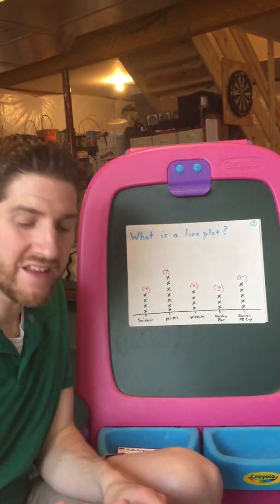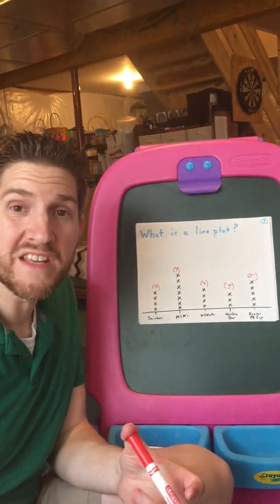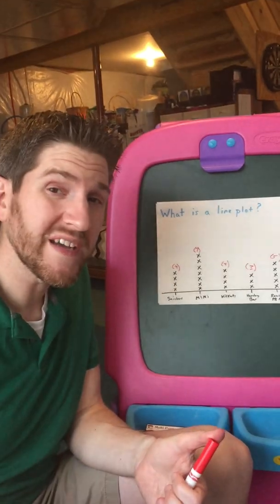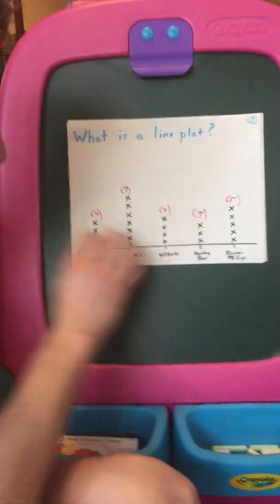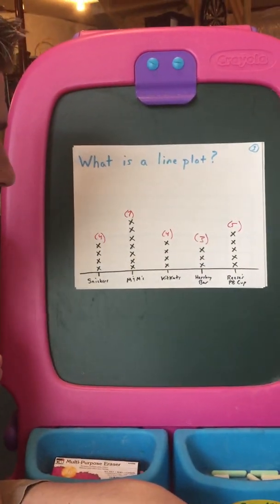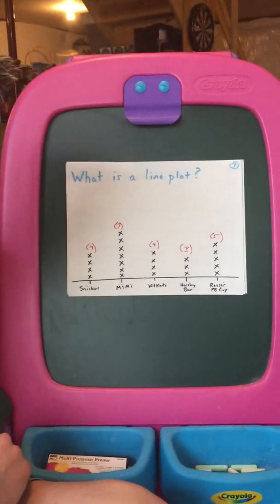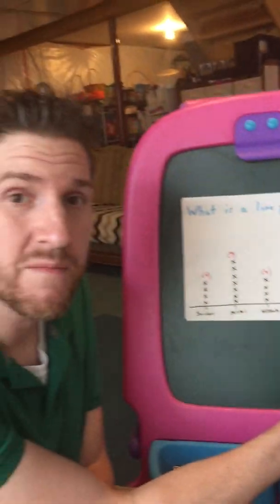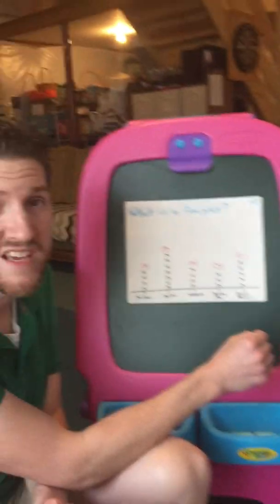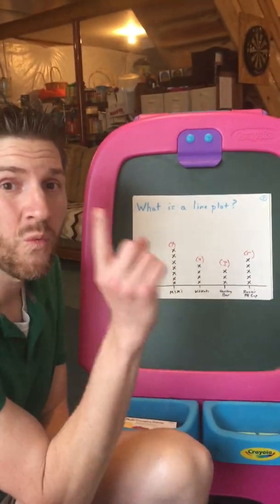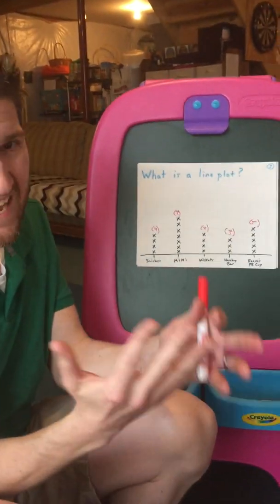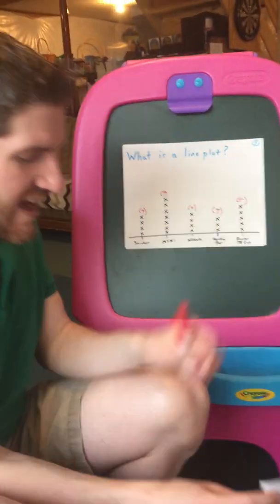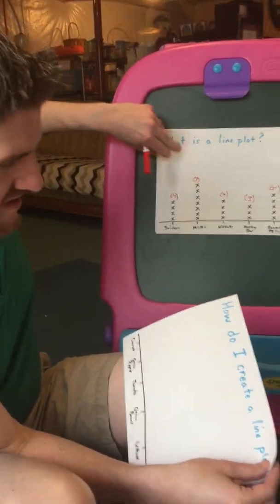Now, why are line plots really effective? Well, it's a quick way to make a graph. I can see easily that M&M's is the most, and Reese's peanut butter comes in second. It makes almost like a bar graph, but you're just doing X's. And the most important thing to remember, boys and girls, is that each X equals 1 vote, 1 person, 1 tally, okay?